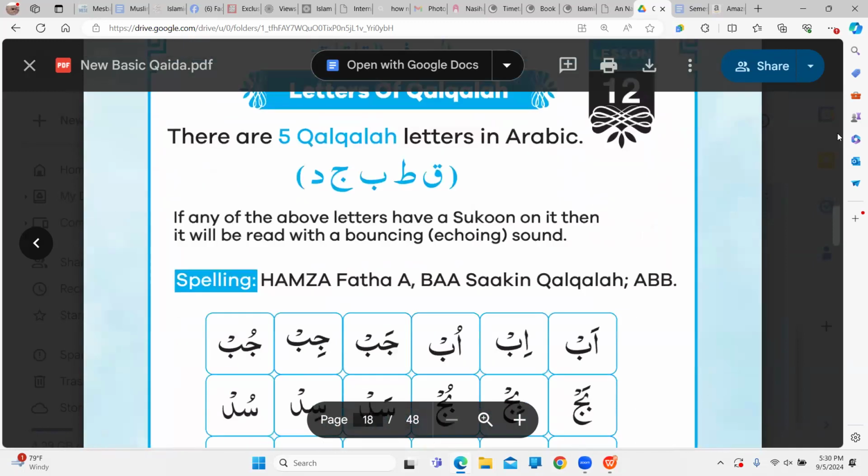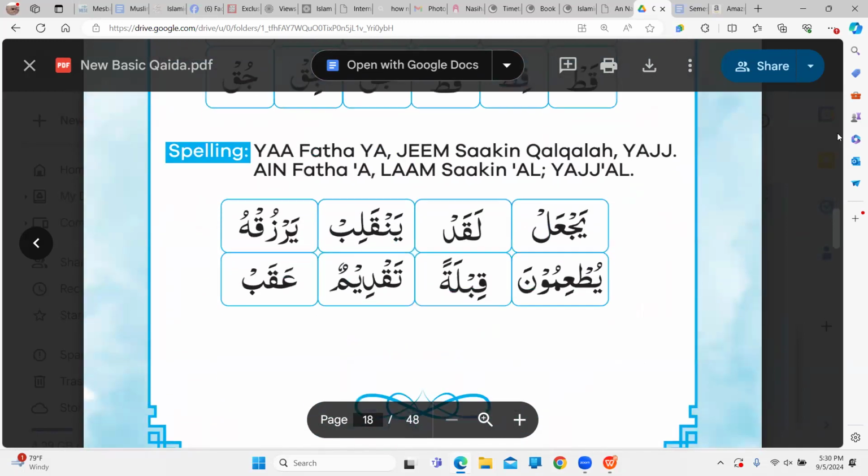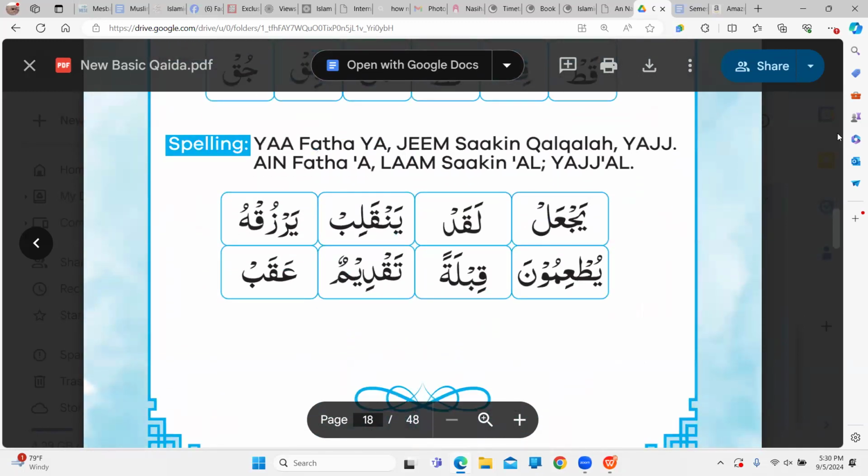Okay. Then we went on to the qalqala. We explained here. Again, the spelling is written here clearly. Ya fatha ya, jim sakin, qalqala, yaj. Ya fatha ya, jim sakin, it's a qalqala because jim is a qalqala letter, when you have sukun. Jim is not qalqala otherwise, but if you have sukun, it's qalqala. So we have to say jim sukun, or sakin, qalqala, yaj. Then you have ayn fatha a, lam sakin al.